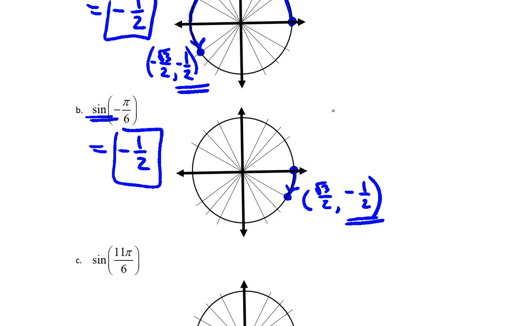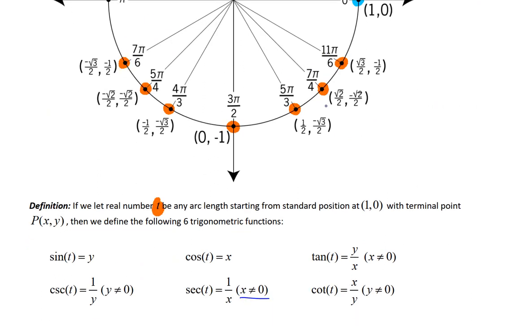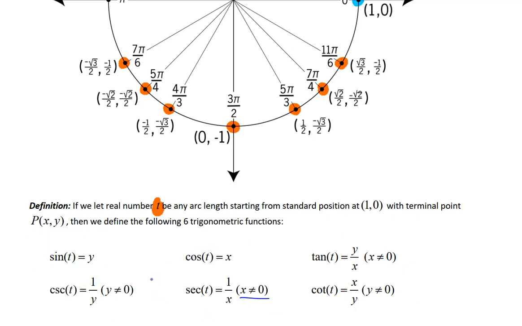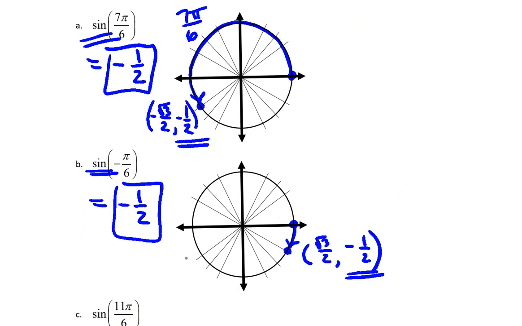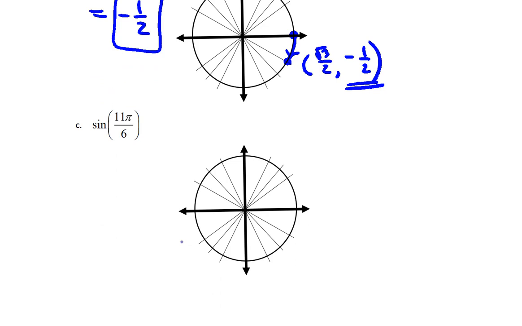All right, and this is all coming directly from our definitions above, where again, sine is the y-coordinate of the terminal point. And obviously the rest of these all apply as well, and we'll use them as applicable for the next examples. That's how this is all tying together. Our third example says to find the sine of 11 pi over 6.